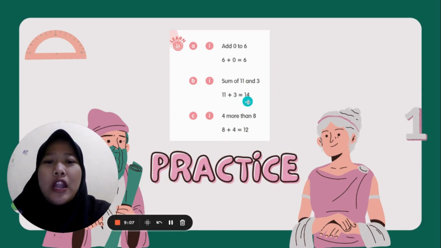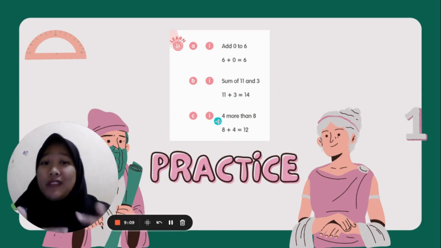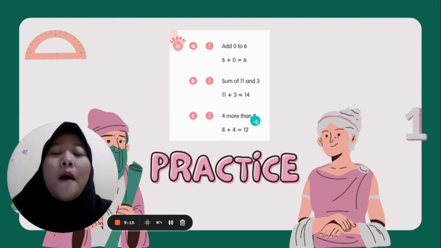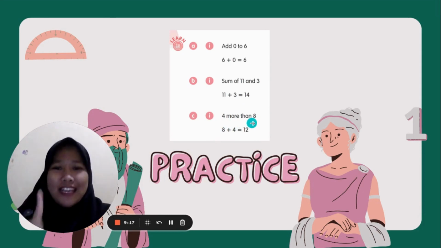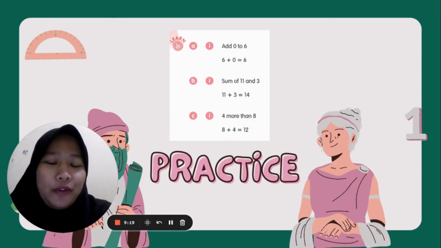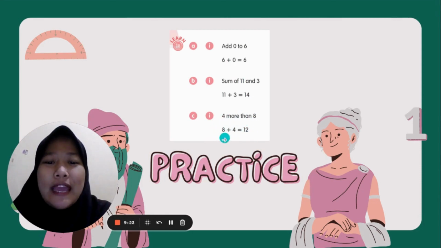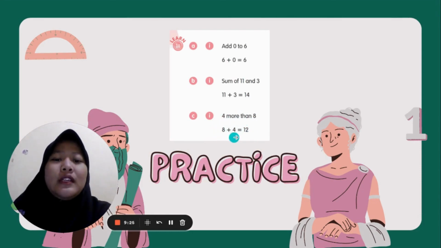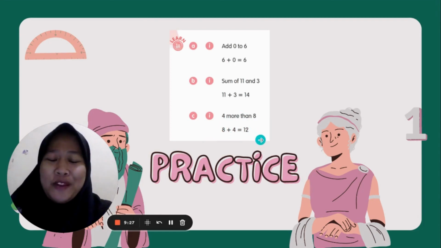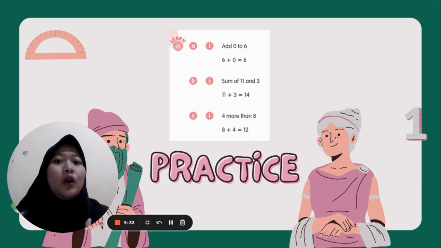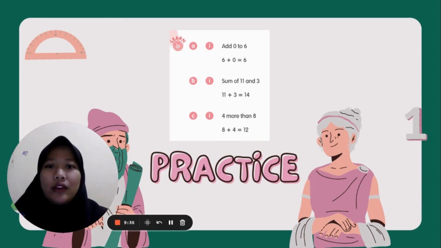Nice. Now, the instruction changes a little bit again. 4 more than 8. More than means addition. It is the same as the previous one. So here, we need to add the numbers again. 8 plus 4 equals 12. Okay, good job. Now, what if I use this kind of instruction and mix it with algebra and letters?